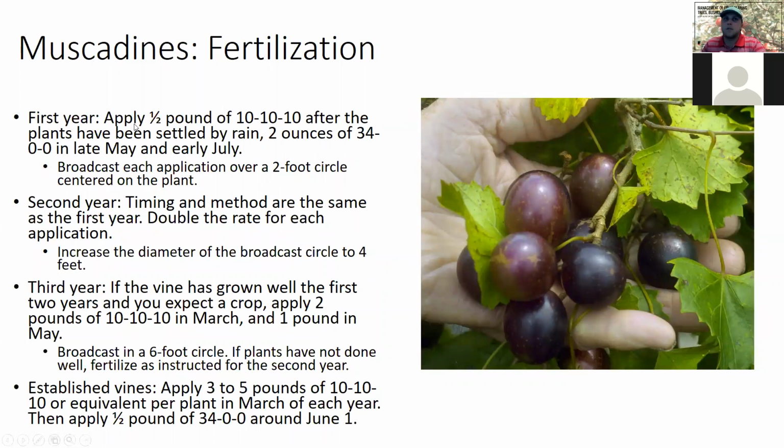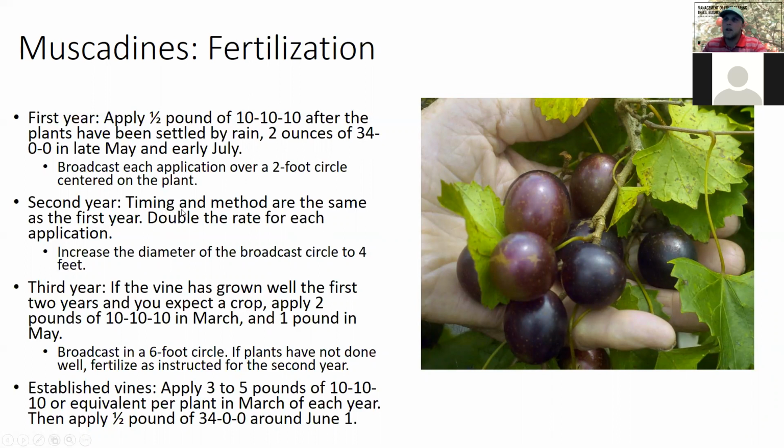Not a lot of fertilizer required by these guys. Half a pound of 10-10-10 after the plants have been settled by rain, and then 2 ounces of ammonium nitrate or 34-0-0 in late May and early July. This is just to help them get going, to help them really start actively growing. Broadcast each application over a 2-foot circle.